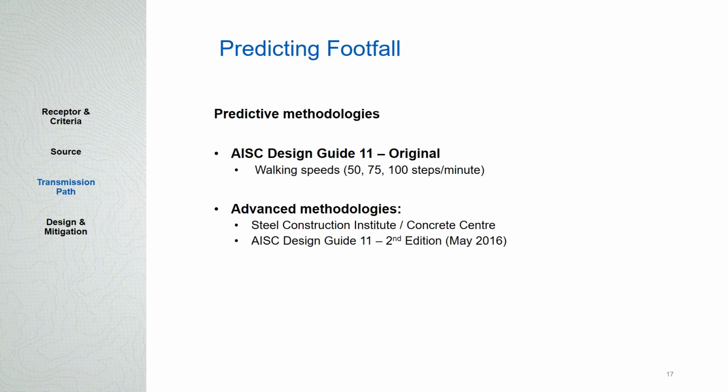Now, there's more advanced predictive methodology that have come out as well. The Steel Construction Institute and the Concrete Center, both out of Europe. And then there was the AISC Design Guide 11, the second edition. So 20 years later, they revised it. And these methods are more advanced. They allow greater flexibility in the analysis that's done. And the second edition of the AISC Design Guide 11 actually updated their walking speeds to be more realistic. So now the maximum walking speed that they're suggesting, I believe, is 126 steps per minute. And so they've revised that up considerably. That's more in line with what we might be expecting.